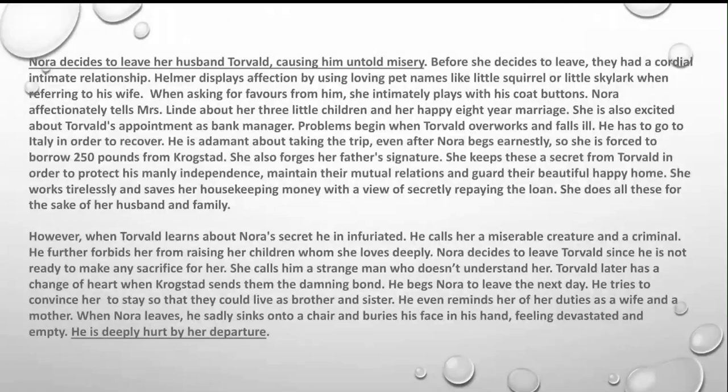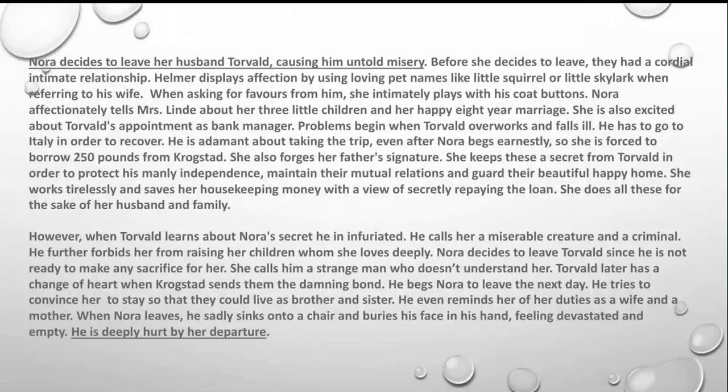She is also excited about Torvald's appointment as bank manager. Problems begin when Torvald overworks and falls ill. He has to go to Italy in order to recover. He is adamant about taking the trip, even after Nora begs earnestly, so she is forced to do what? To borrow £250 from Krogstad. She also forges her father's signature.